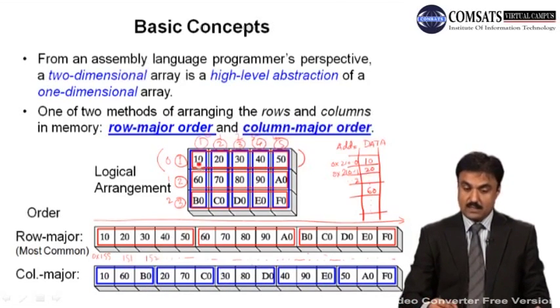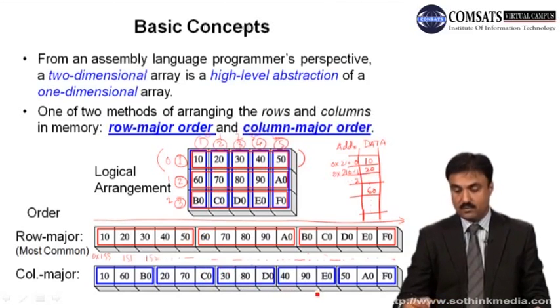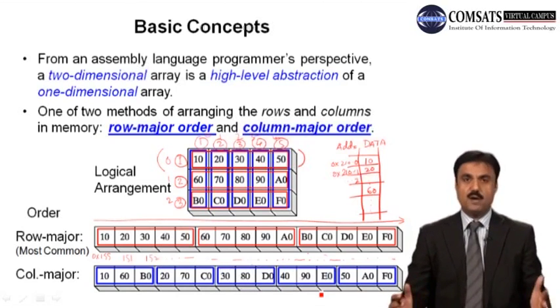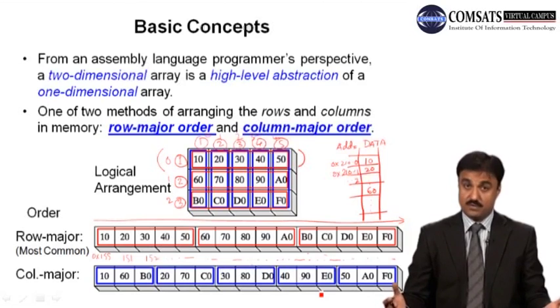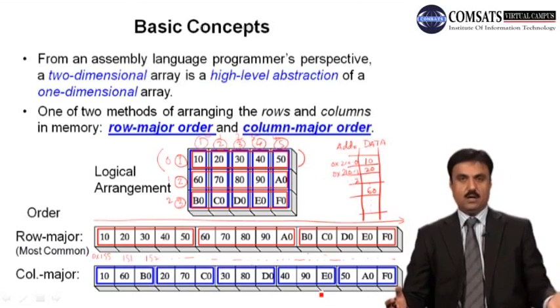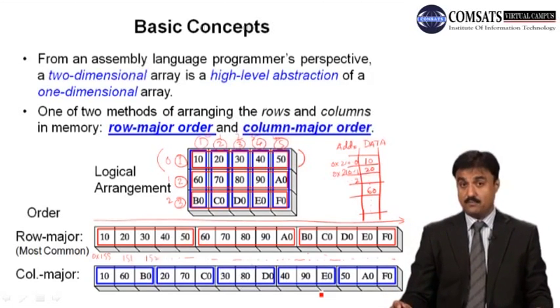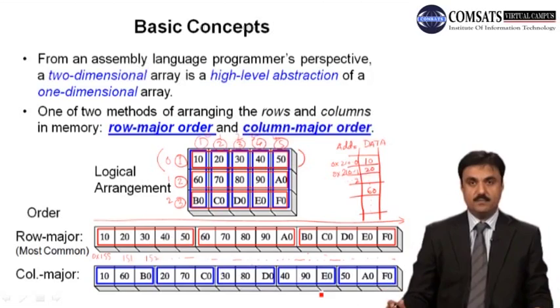Here you can see the first column has the elements 10, 60 and B0. So 10, 60 and B0 are stored here. Then 20, 70 and C0 are stored second. Then the third column, then the fourth and then the fifth column. Whatever the order is, it will occupy the same amount of memory, whether you use row major order or column major order. However, the difference is when you access the elements of a two-dimensional array.